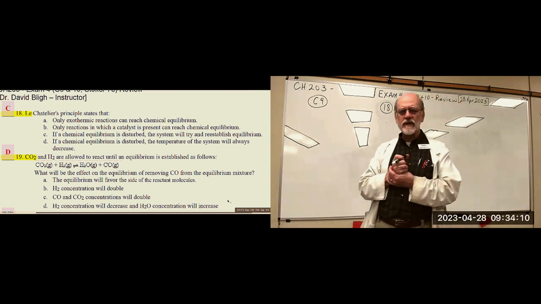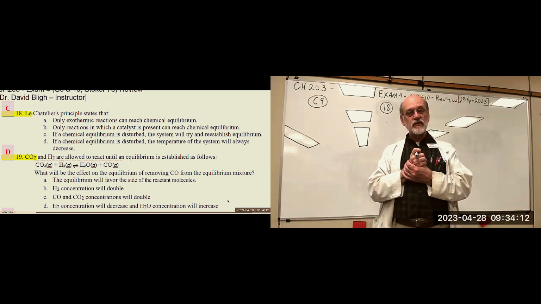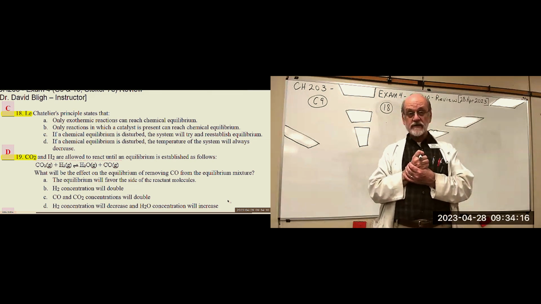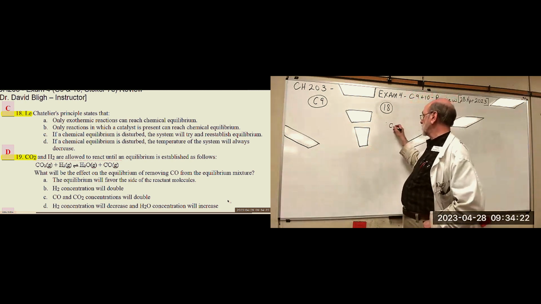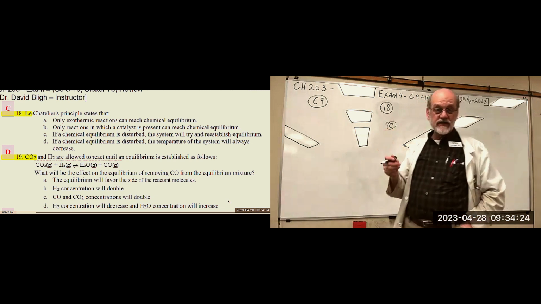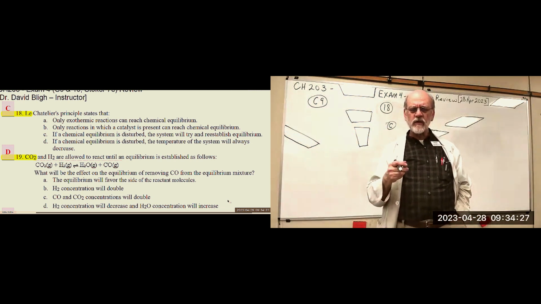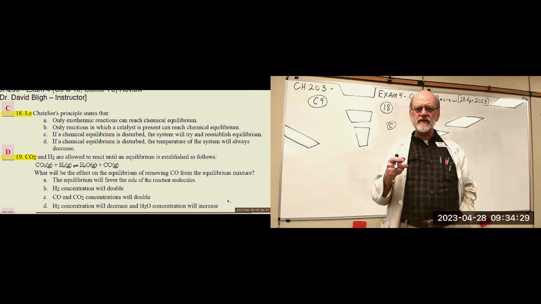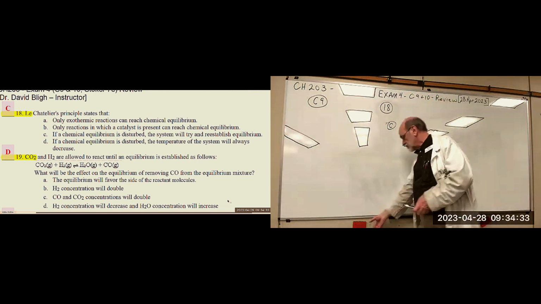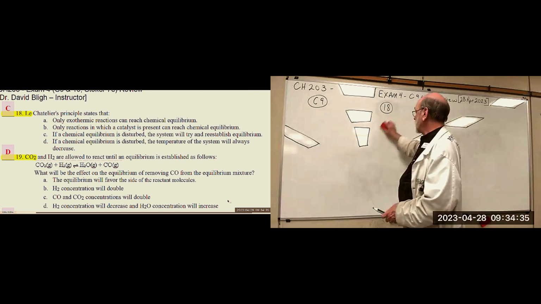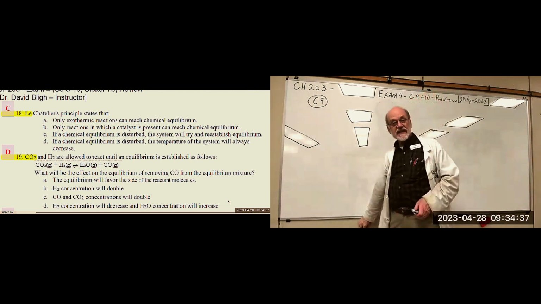C, if a chemical equilibrium is disturbed, the system will try and reestablish equilibrium. That's a pretty good expression. That sounds like Le Chatelier to me. So I think C is the answer. We'll check D just to be sure. If a chemical equilibrium is disturbed, the temperature of the system will always decrease. No, not necessarily. So we were right. C is the answer to that one.